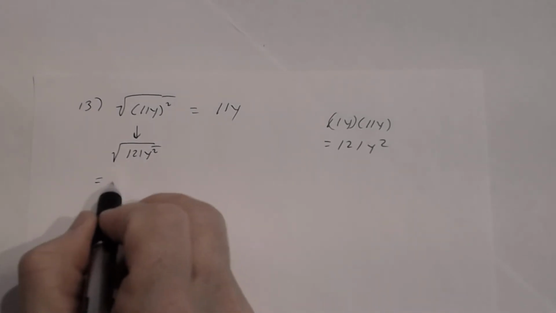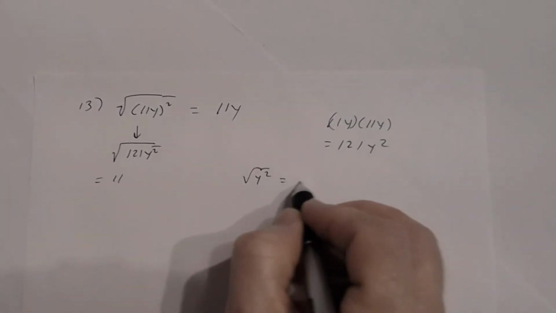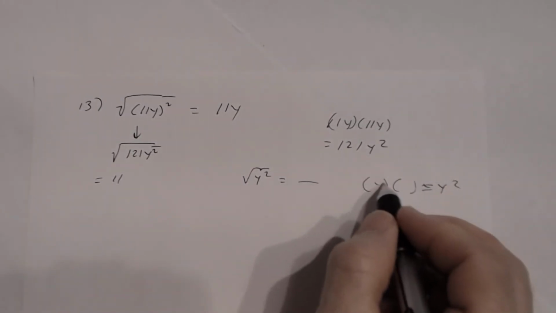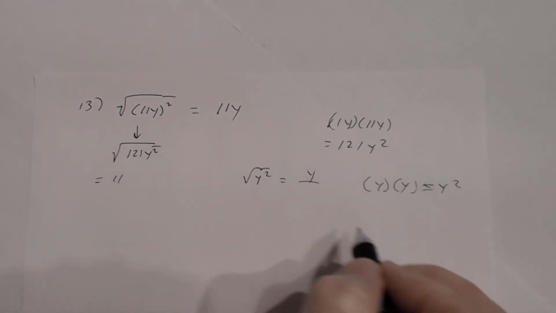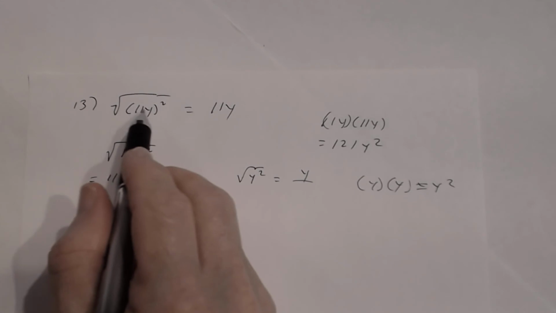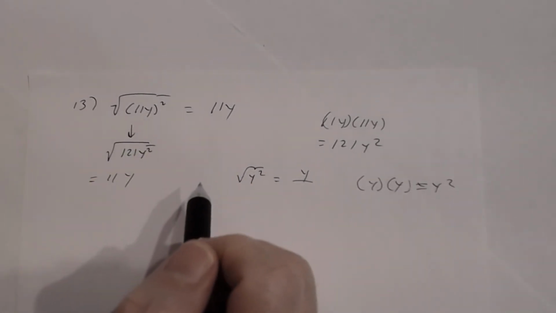So the square root of 121 is 11, and the square root of y squared is going to equal, remember, what times itself is y squared, so you know it's just y, right? So that's just y. So you don't have to do that. Just knowing that what you see is the square root of some base squared, then you just get the base.